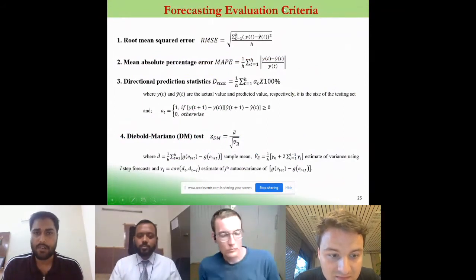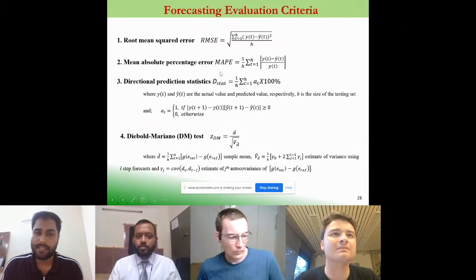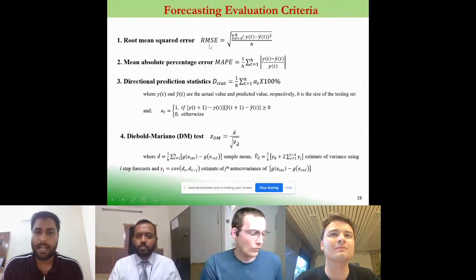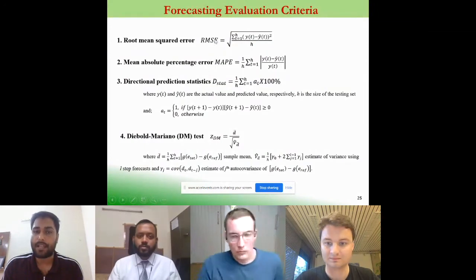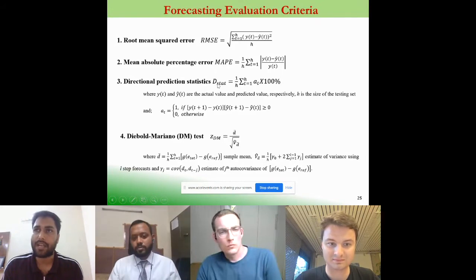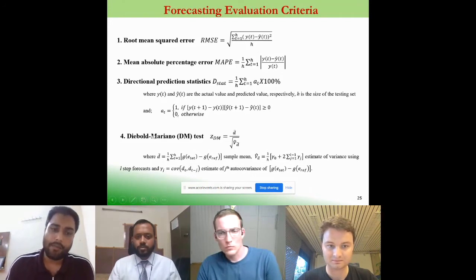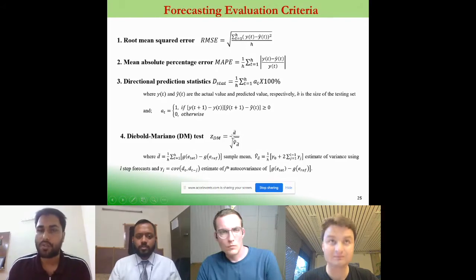For forecasting evaluation, I have different criteria: RMSE, MAPE, D-stat, and the Diebold-Mariano test. Here RMSE and MAPE show the error, and D-stat shows the direction, whether the forecasted price series is going in the correct direction or not. If it is in the correct direction, we give value 1, otherwise 0. For the statistical test, we use the Diebold-Mariano test, to see whether our forecasted model is good or not.